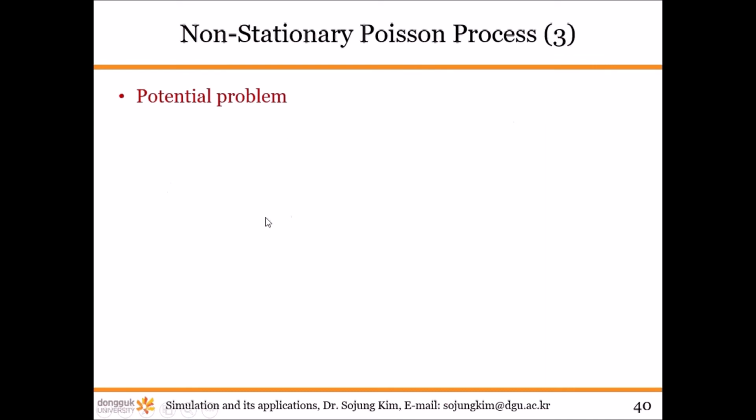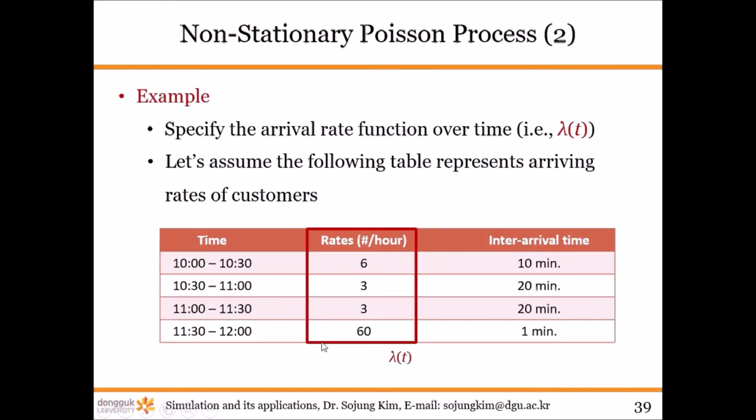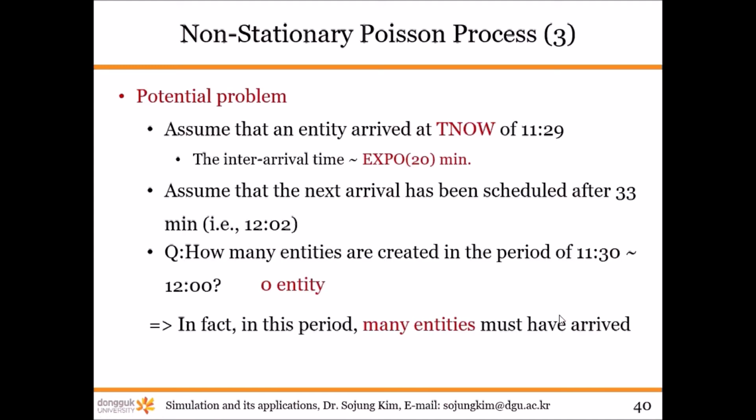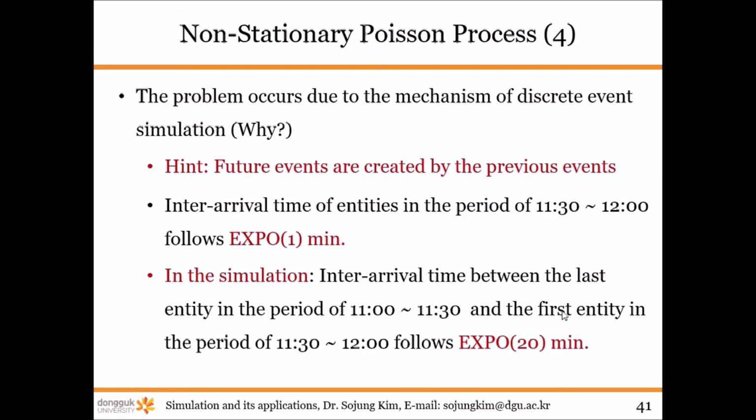If we look at the table here, we can see that the interval time between customers at this time period is very low. So it's possible to have a value of 33 or 40, which is greater than 30, right? Because this interarrival time follows an exponential distribution, it's possible to have that kind of high value. So that's why you need to think about another approach to avoid this potential problem, right?